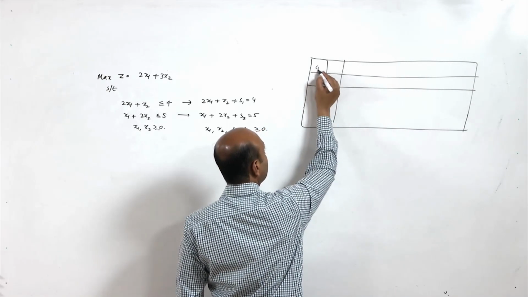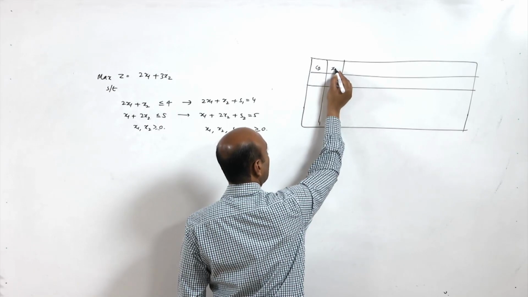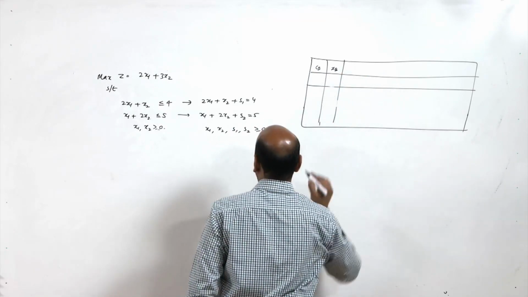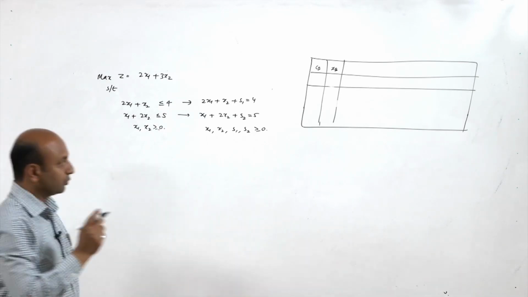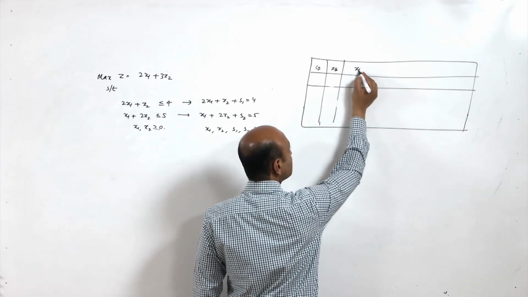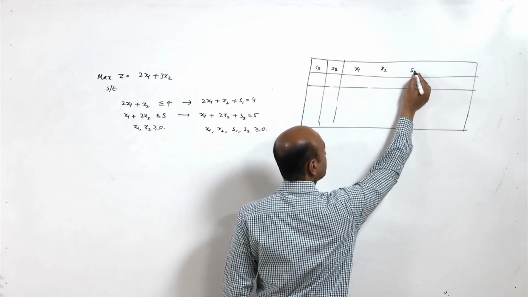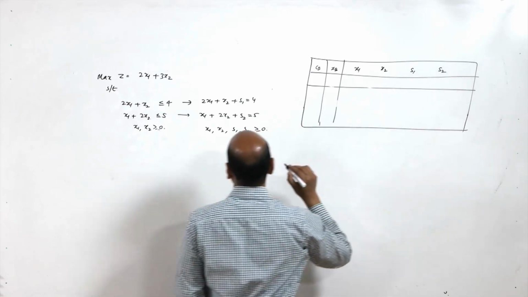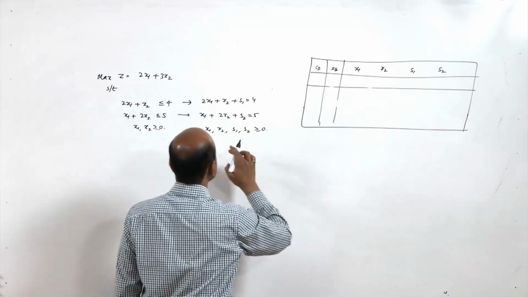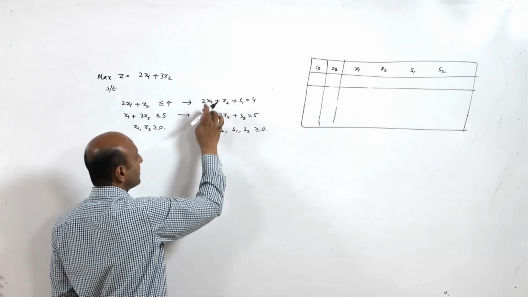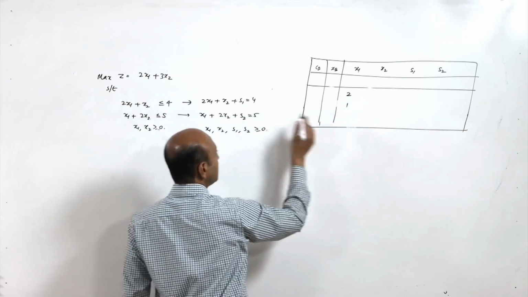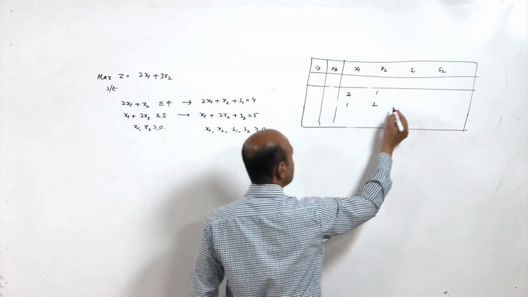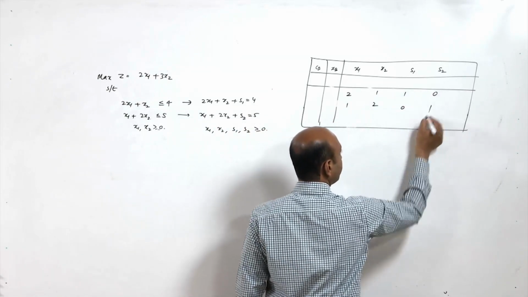So, we make a table here. Let us see how we can solve these problems. How many variables are we having? 4 variables: x1, x2, s1, s2. What is the matrix? The coefficients of x1 are 2 and 1, the coefficients of x2 are 1 and 2, s1 is 1 0 and s2 is 0 1.